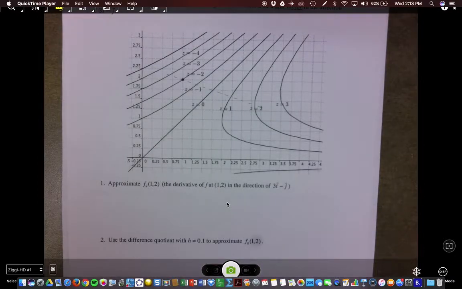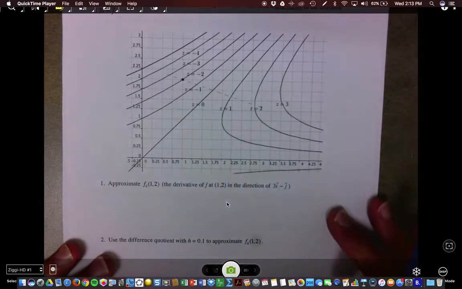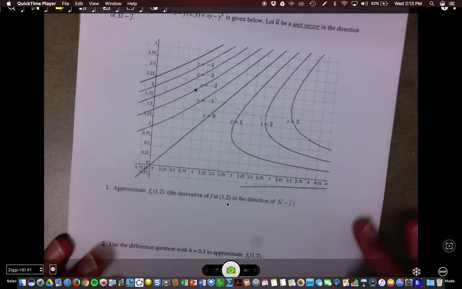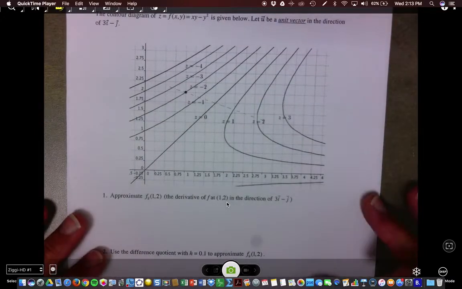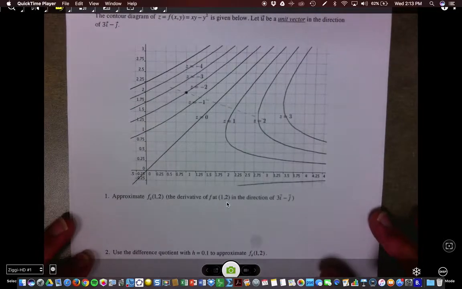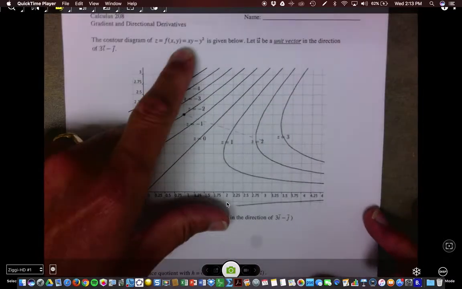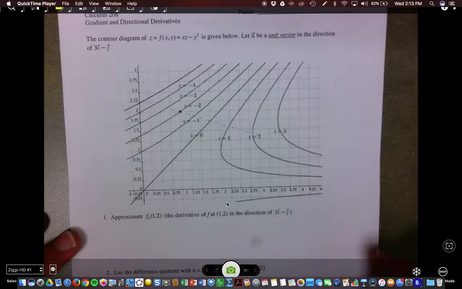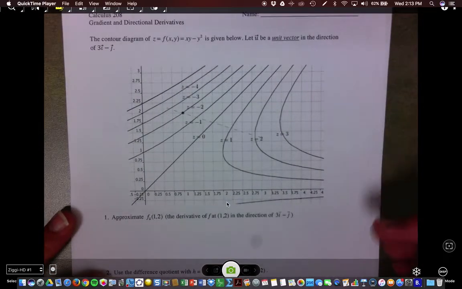The handout that I've got here is a file that you can find on Canvas. I guess I should have told you to print this out and have it ready so you could take notes along with me. This is the contour diagram of xy minus y squared, a function that we've worked with so far.